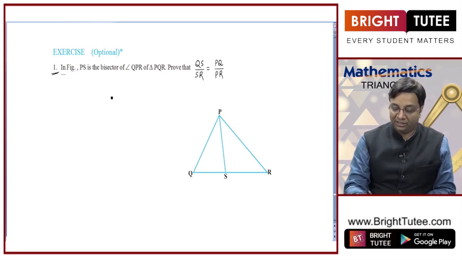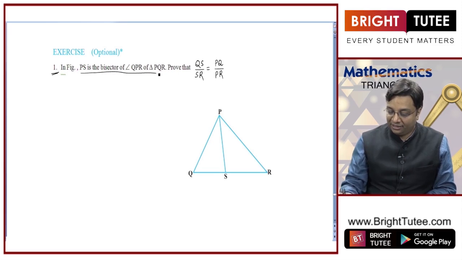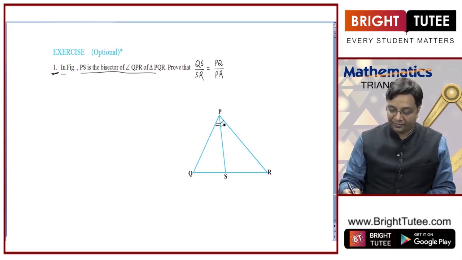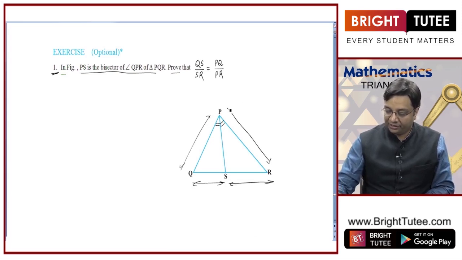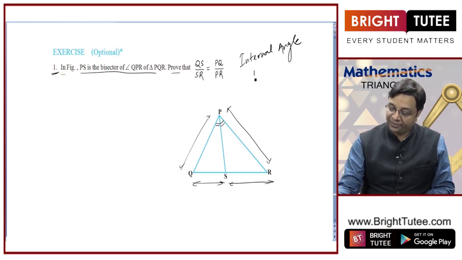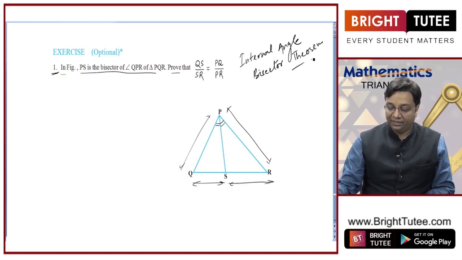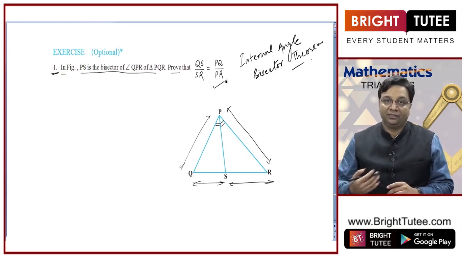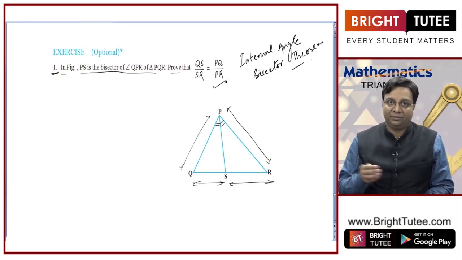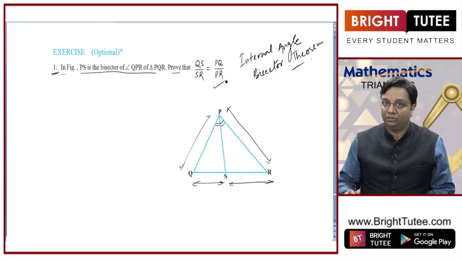Although it's not a question, it's a theorem: if PS is the bisector of angle QPR, that is, these two angles are equal, prove that QS by SR is equal to PQ by PR. This is also known as the internal angle bisector theorem. We will prove it once, but you have to memorize the result also, because if you are taking some higher examination, like any competitive examination based on class 10 syllabus, then it will be very useful for you.